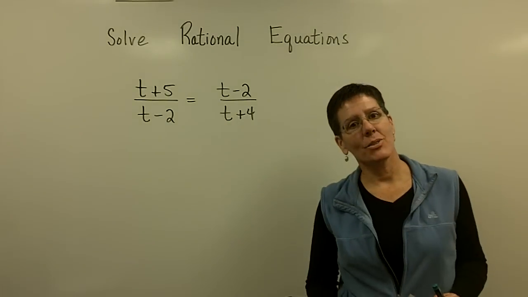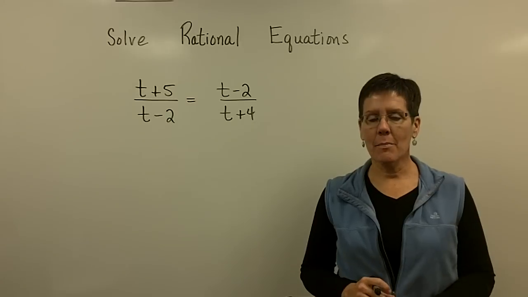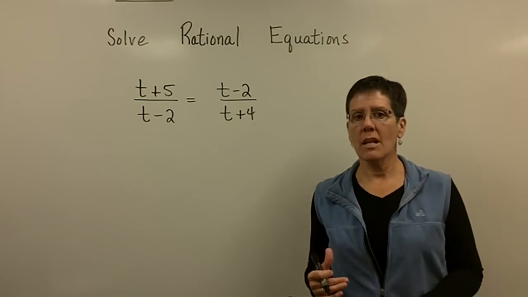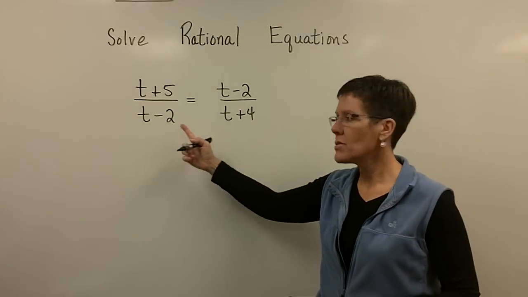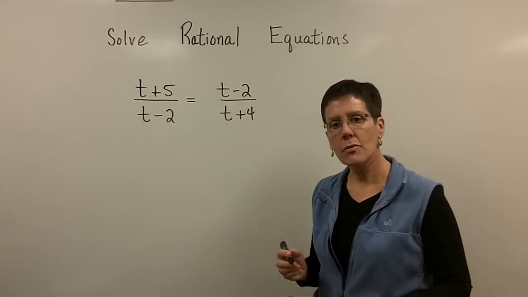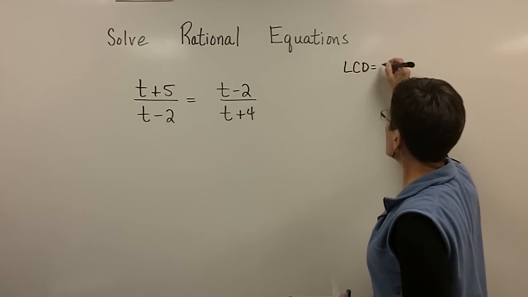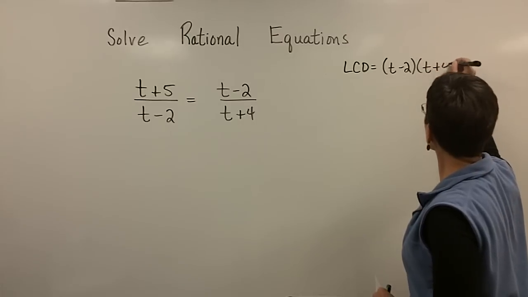Again, let's just continue solving rational equations. So the first step is to get a least common denominator, and you have to factor the denominators first in order to do that. These denominators don't need to be factored. They are the binomial t minus 2 and the binomial t plus 4. So the LCD for this problem is that t minus 2 and that t plus 4.